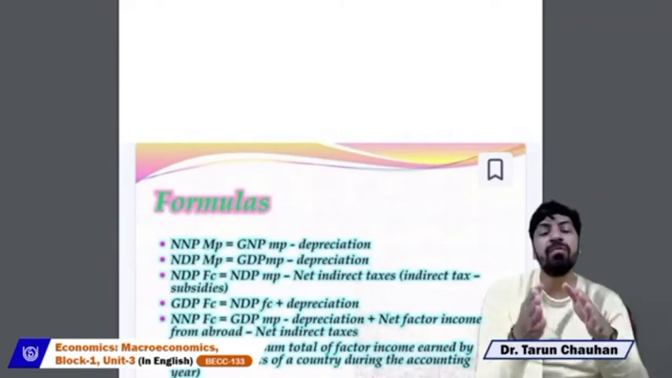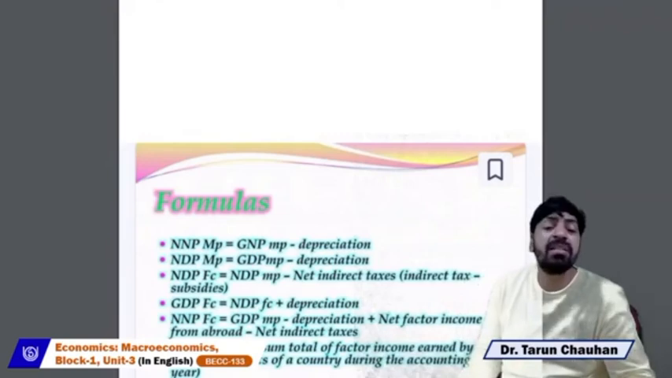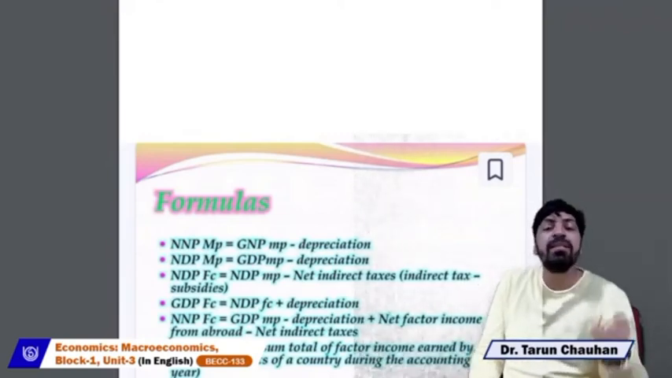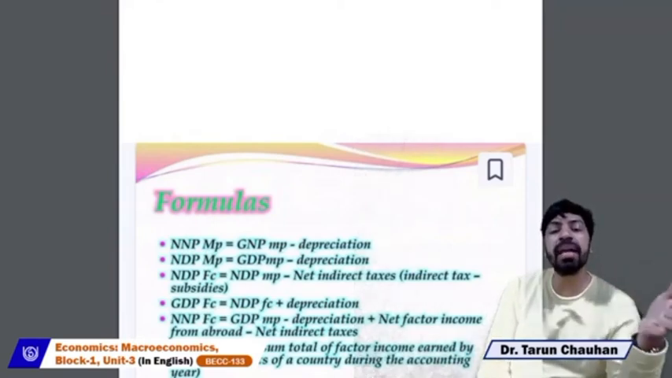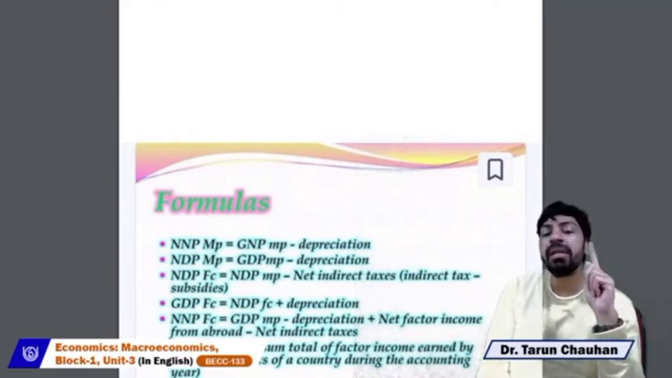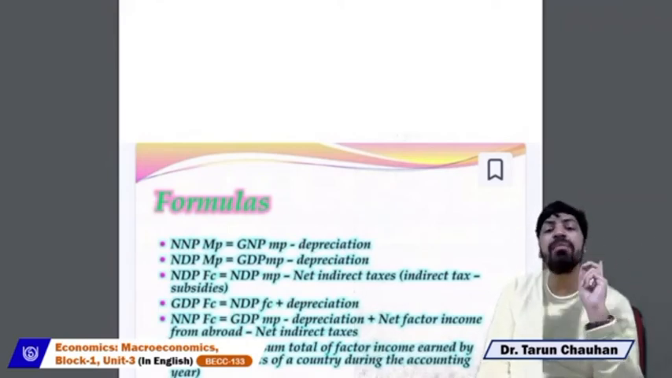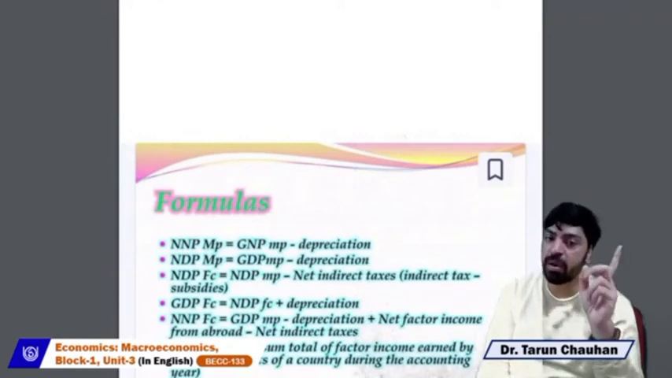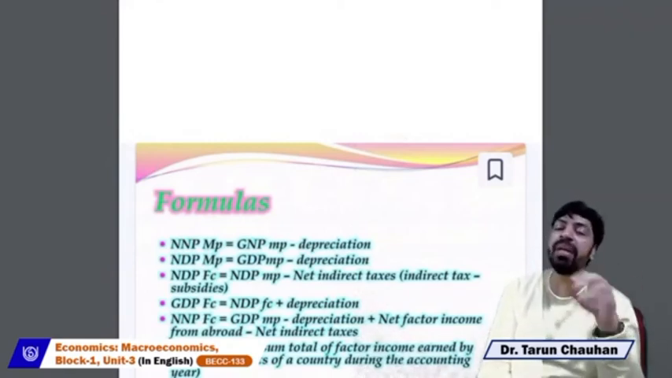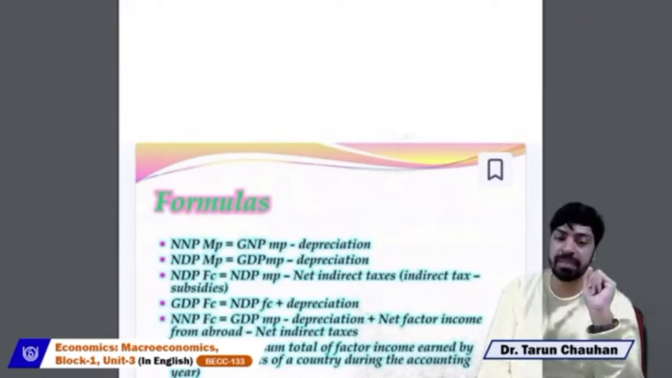But how should these formulas be memorized so they are easily understood and you can use them for the calculations of the numericals? When we talk about gross to net, it's minus depreciation. Net to gross, plus depreciation. Market price to factor cost is minus net indirect taxes. And how to calculate the net indirect taxes? It is indirect tax minus subsidies.